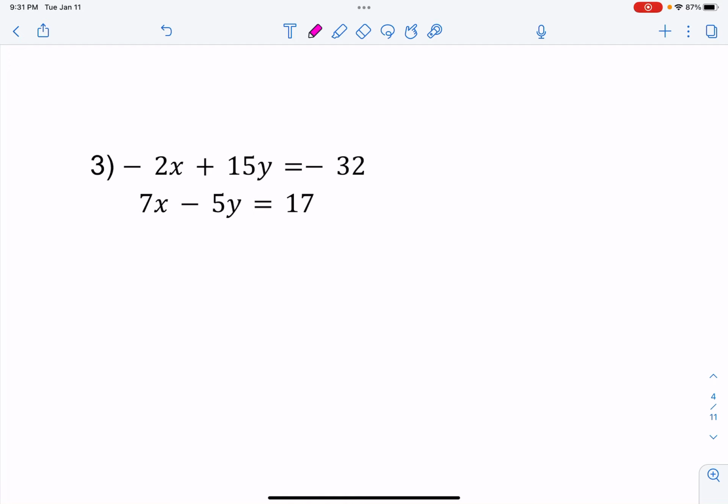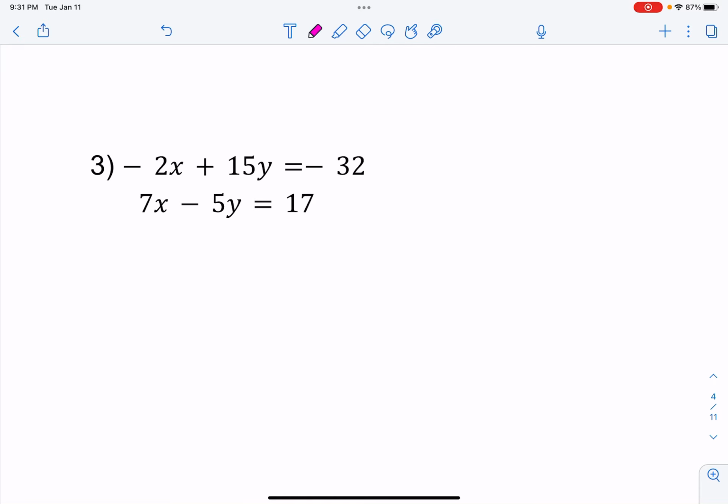So what you want to do at this point is look at your x and y's, those numbers in front, and determine the greatest common multiple. So our x variable, we have negative 2 and we have 7. So our greatest common multiple between negative 2 and 7 would be 14, right? Now to do that, we would have to multiply negative 2 by 7 and 7 by 2.